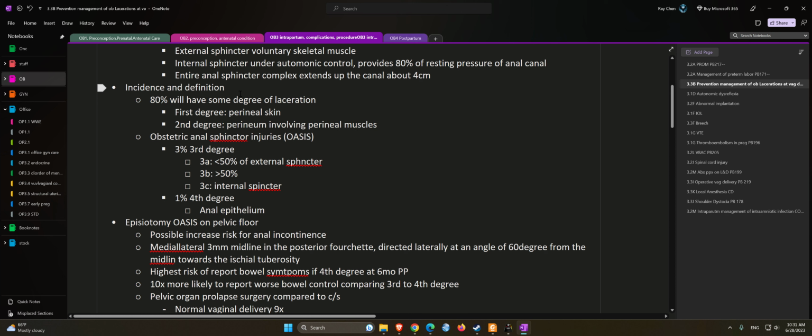Incidence and definition: 80% of vaginal deliveries will have some degree of laceration. First degree is just the perineal skin. Second degree is the perineum, involving perineal muscles. And then you have OASIS, obstetric anal sphincter injuries.